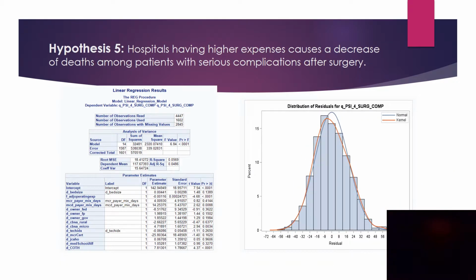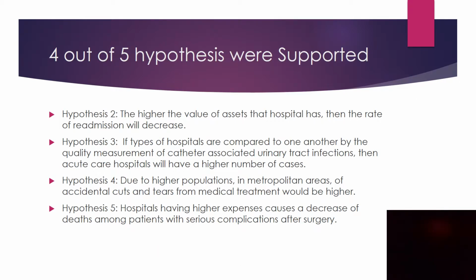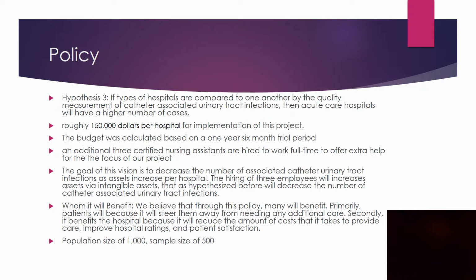And here are other hypotheses. Based off of hypothesis 3, we will set a goal to reduce the amount of catheter-associated urinary tract infections. In order to do so, we will be implementing a policy that will result in the hiring of 3 certified assistants per unit per hospital. This will in turn increase intangible assets. Now, in order to move the project forth, we will need a budget of about $150,000 per hospital.